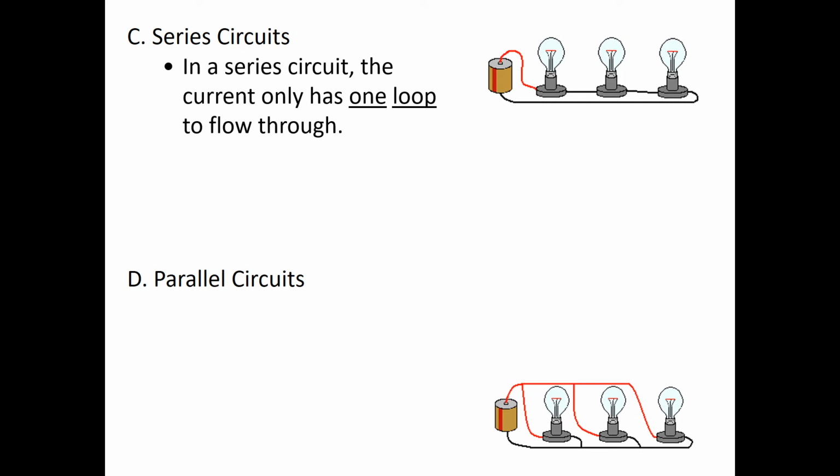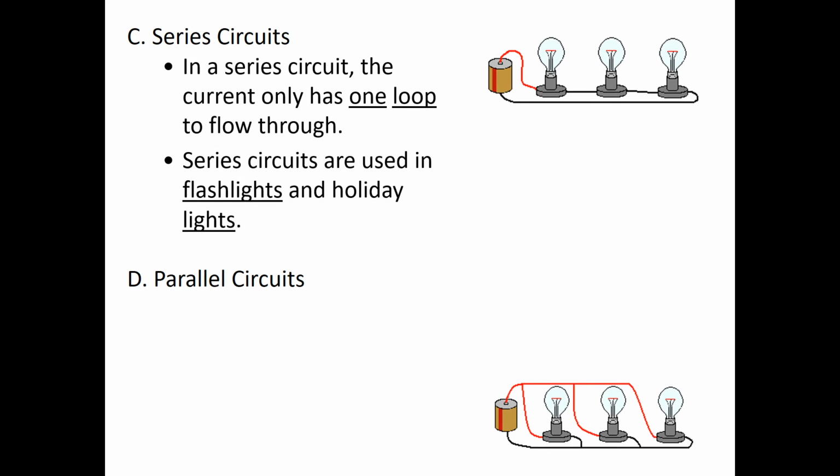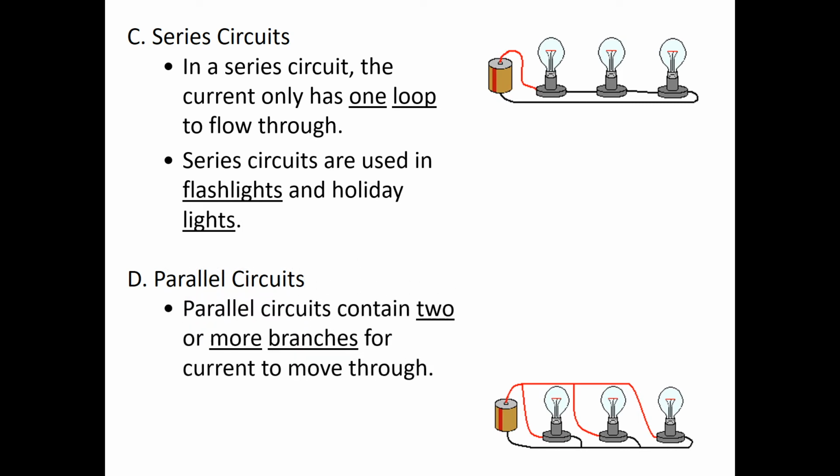So current would leave, again, current is opposite to actual electron flow. Current goes from the positive terminal into the first light. Then it only has one other pathway to go, and that'll be the next light. And then the light after that, and it'll eventually go back to the battery. So series circuits are used in flashlights and hallway lights. Parallel circuits contain two or more branches for current to move through.